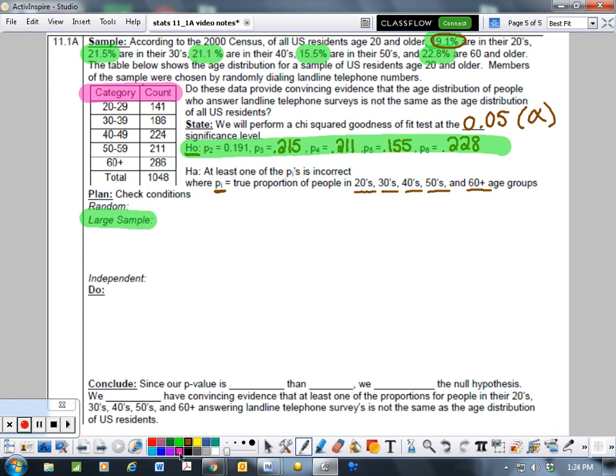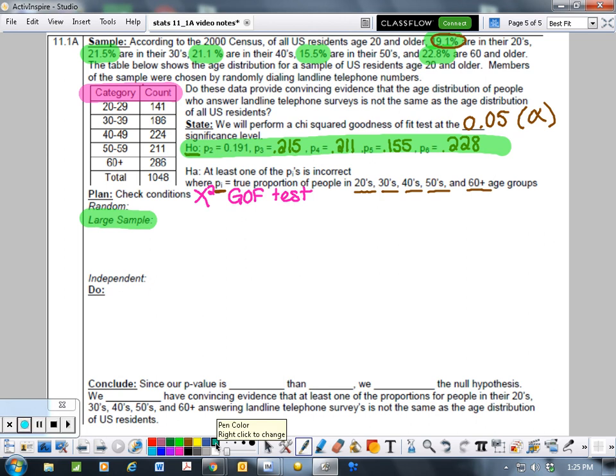So now we're going to go down to check our conditions. There's one thing I forgot to say. We're going to perform a chi-squared goodness of fit test. And that has to be in there. You have to tell what type of test you're using. So now we're going to go ahead and check our conditions.